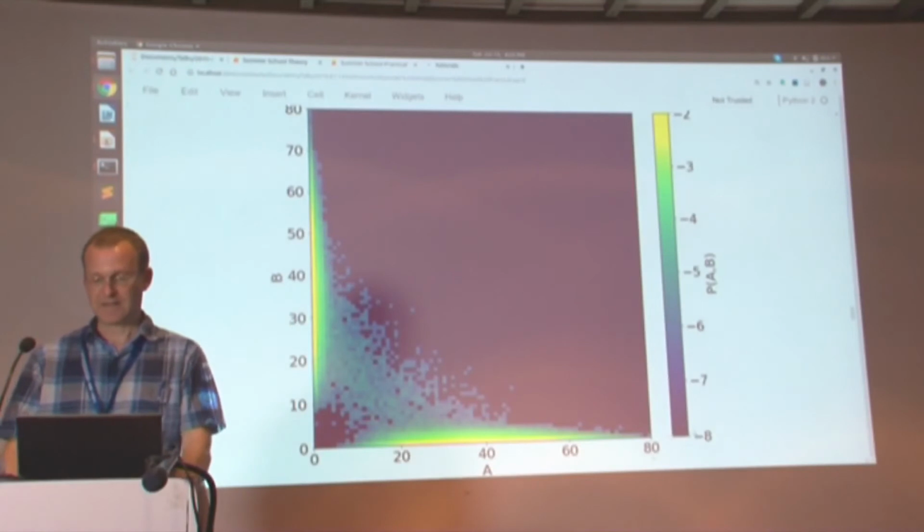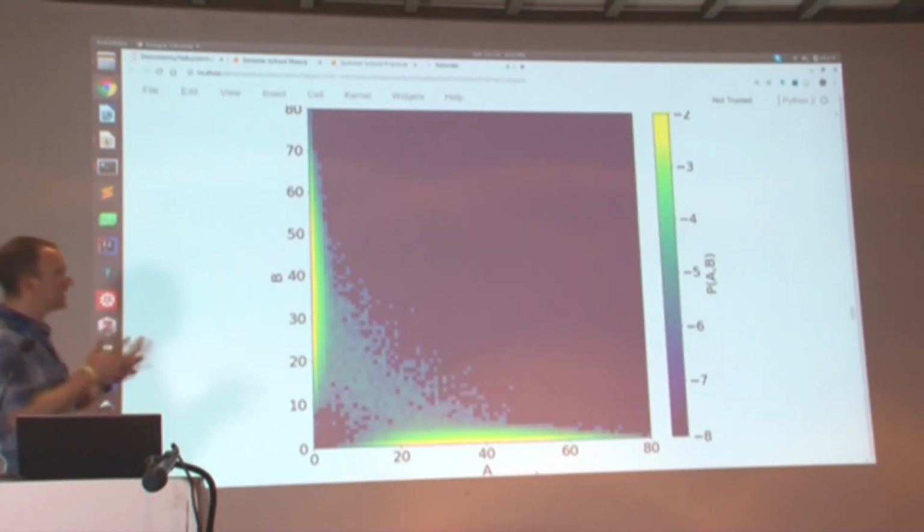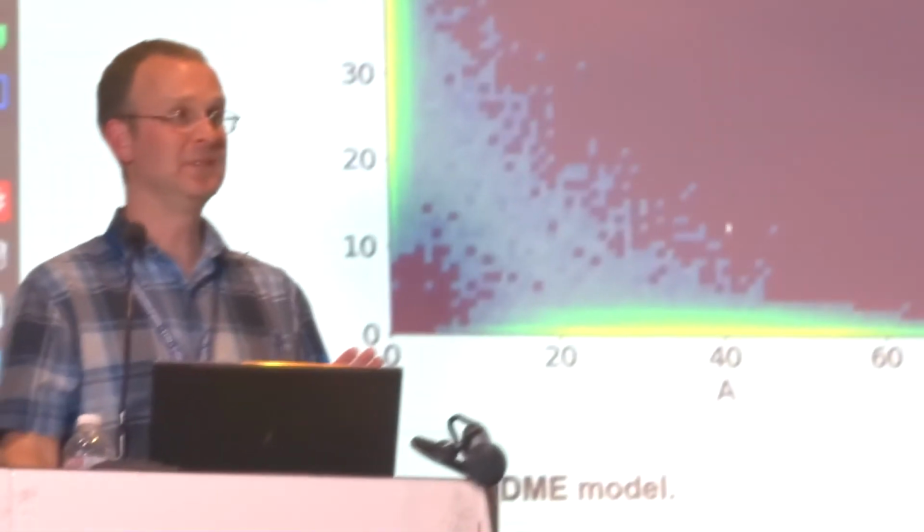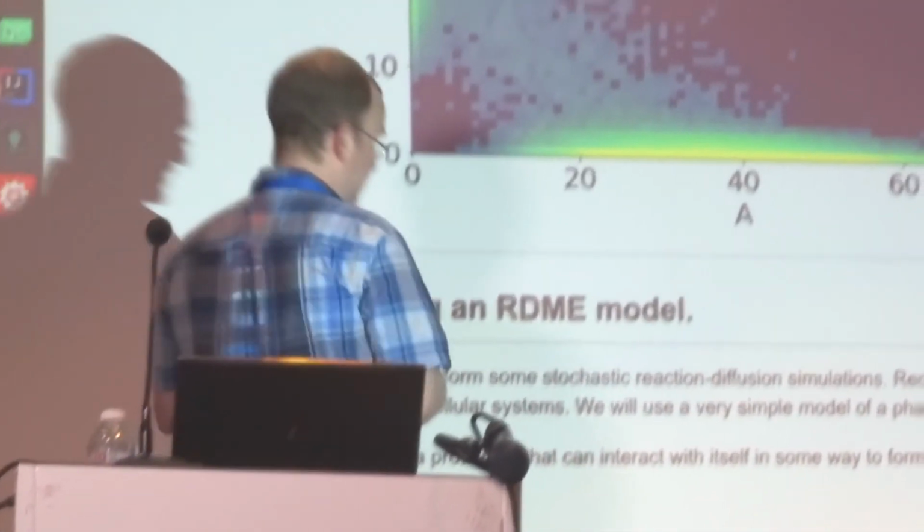Okay, everything I've done up till now is the chemical master equation, so this well-stirred approximation. Now I'm going to be done with that. But before I'm done, are there any other questions about chemical master equation or well-stirred processes? Okay. All right, so I'm going to talk about RDME.